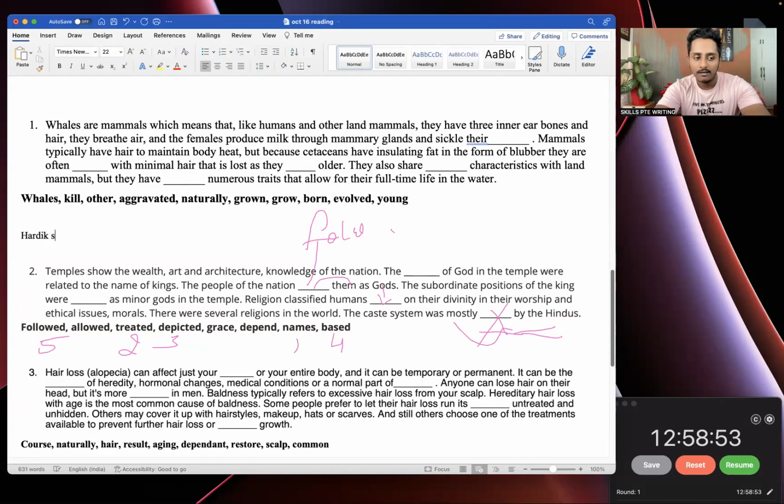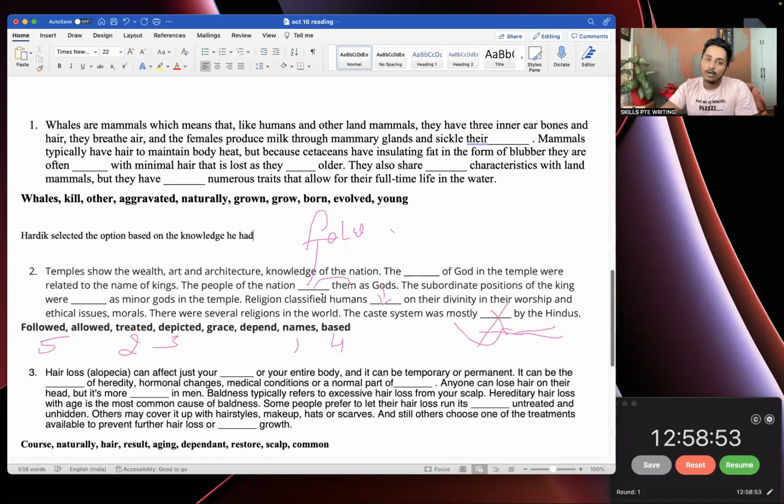Hardik selected the options based on the knowledge he had, not depend on the knowledge. Depending on the knowledge probably can come. Based on is because of the knowledge he had, he did it. Here also religion classified humans because of their divinity, based on their divinity, not depend on their divinity. It depends on you whether you want to do it or not. Depend on is a different meaning, based on is a different meaning.